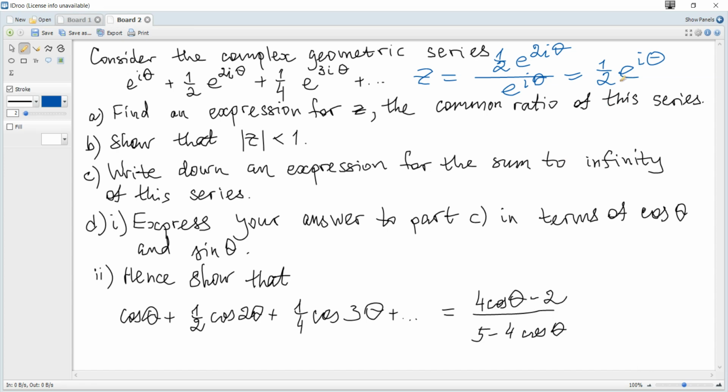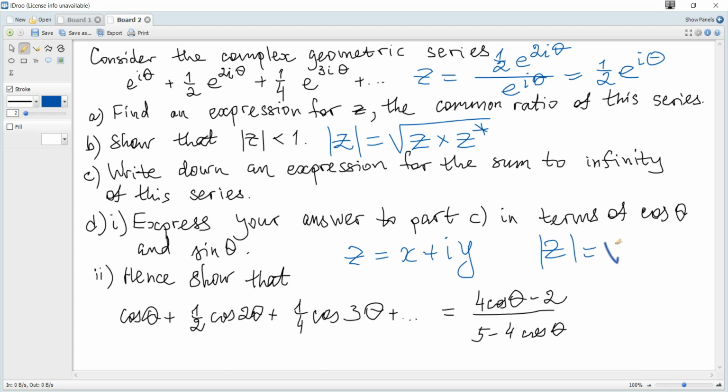So it becomes a half multiplied by e to the power of iθ. Show that the modulus of z is less than 1. The modulus of a complex number is the square root of this complex number multiplied by its complex conjugate. For the complex conjugate, we change every i to negative i everywhere in the expression. If a complex number is given in Cartesian form x plus iy, the modulus becomes the square root of x squared plus y squared.